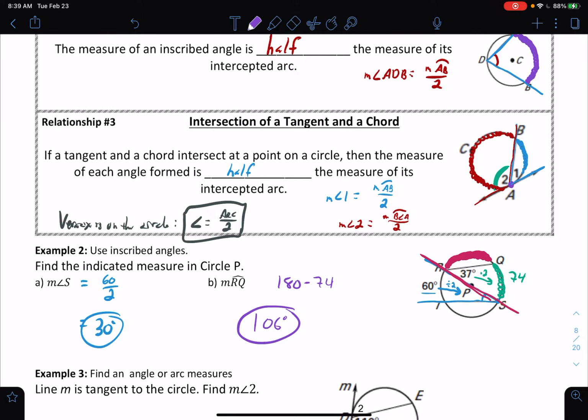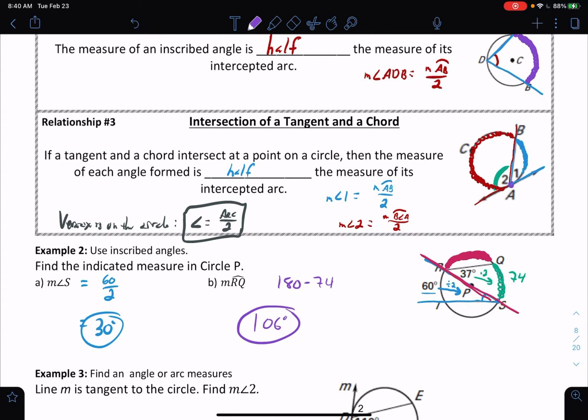So we can take an inscribed angle and figure out its intercepted arc, or we can use an intercepted arc and figure out the inscribed angle. But we can't forget facts about semicircles and how many degrees are in a circle, because those are sometimes helpful. Arc RQ did not have an inscribed angle, it was not an intercepted arc, so we had to use other facts about our circle to figure out that measure.